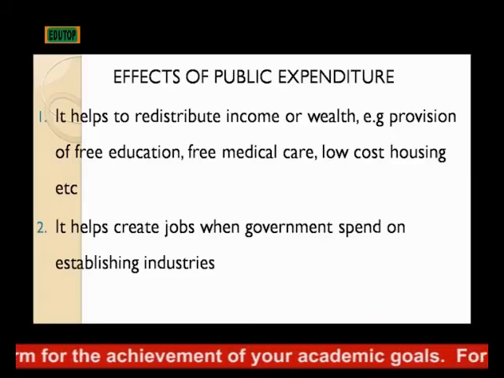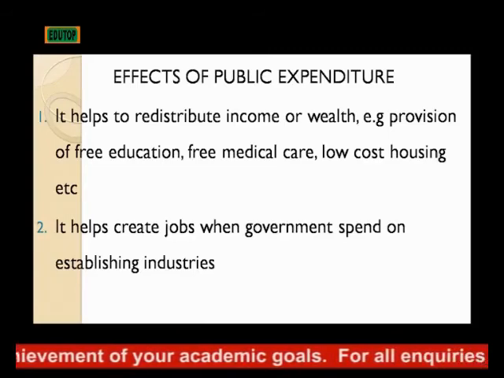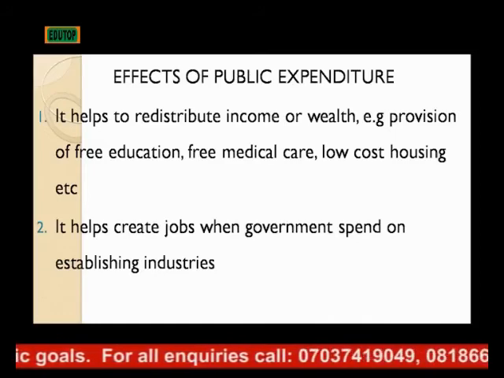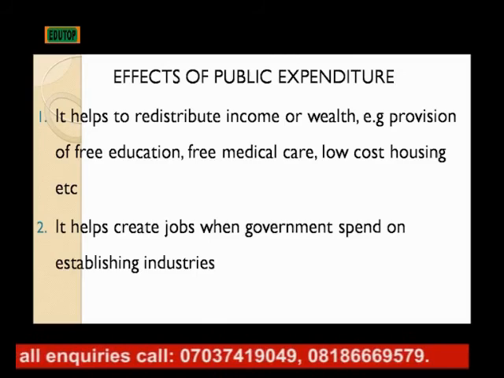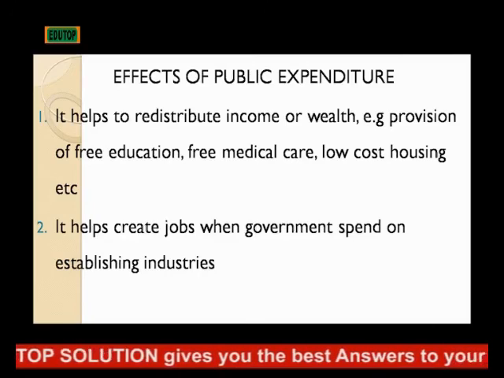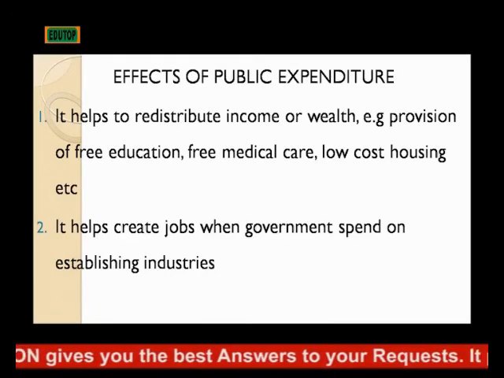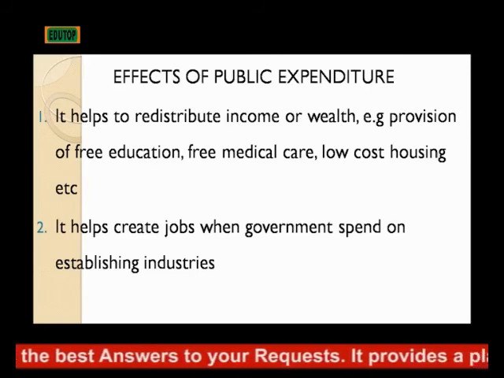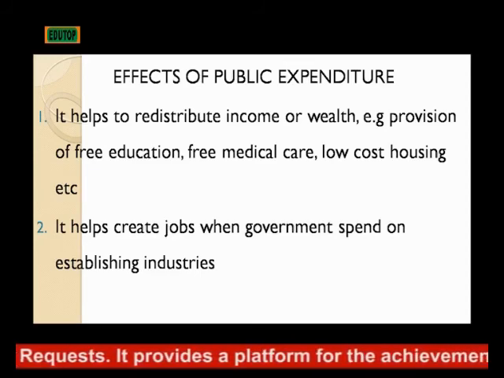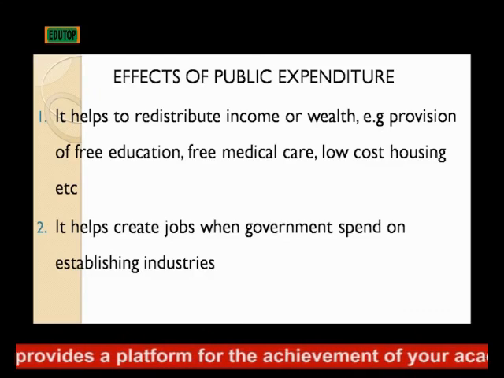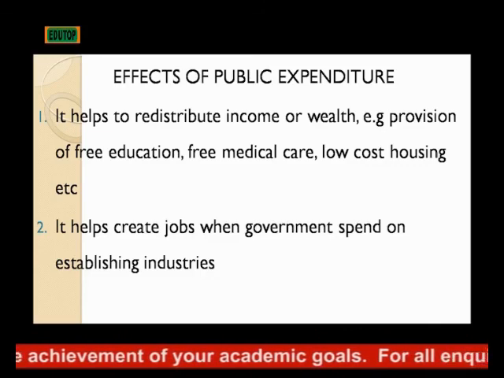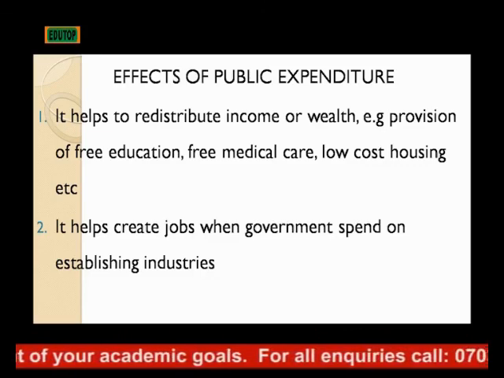One, government expenditure helps to redistribute income or wealth in an economy. That is, such as provision of free education, free medical care, low cost housing. All these help the government to redistribute income so that virtually everybody, all sectors, everybody in the society will have access to government benefits and to the basic things of life, so that it won't be so high in one part and low in the other part, so that everybody in the society will benefit from the government at a time.